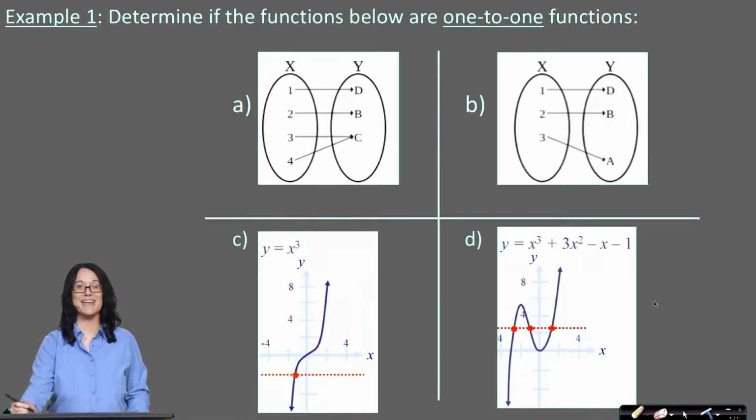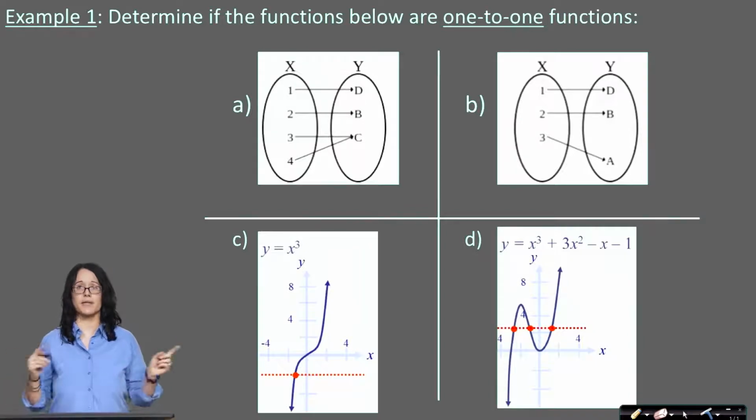Okay, let's see how you did. In A, every x value, your domain, 1, 2, 3, 4, gets mapped to a y value, it looks like. For example, the input of 1 creates the output D, the input of 2 creates the output B, the input of 3 creates the output C, and the input of 4 also creates the output C. Would this be a function?